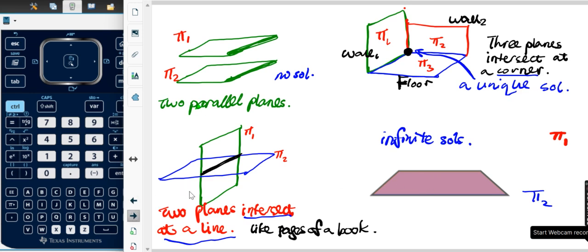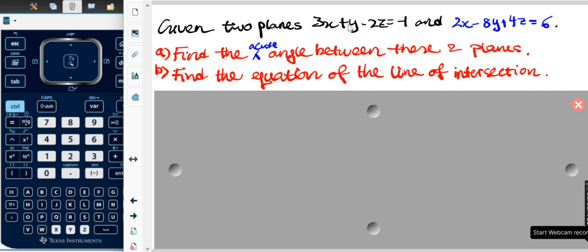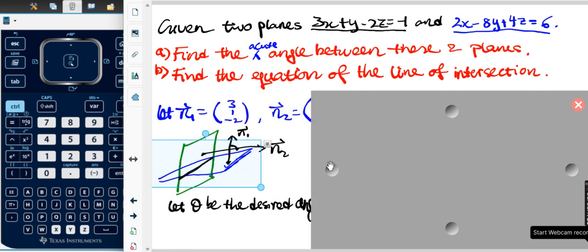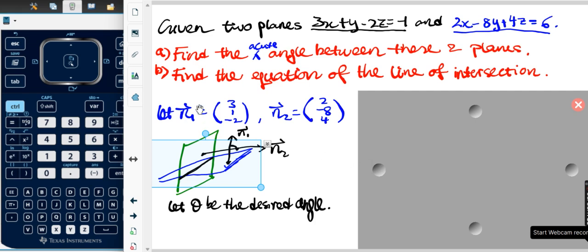Next, we look at this particular question. Given two planes, one of them is here, right, in black color, and the other one is in blue, right? So these are two planes. Find the acute angle between these two planes. Now, in order to find the acute angle, we basically need to first identify the normal vector.